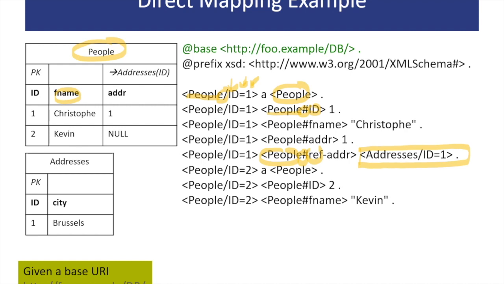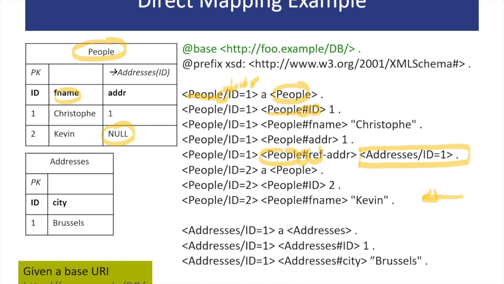You can see that null values do not result in RDF statements. The second table is a lot more simple because it doesn't contain many columns and it does not contain any foreign keys. But you can see that this one corresponds with this one. And that's how we generate our RDF graph.